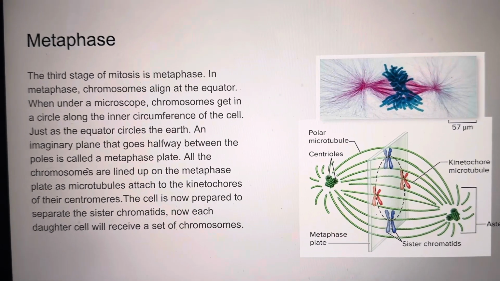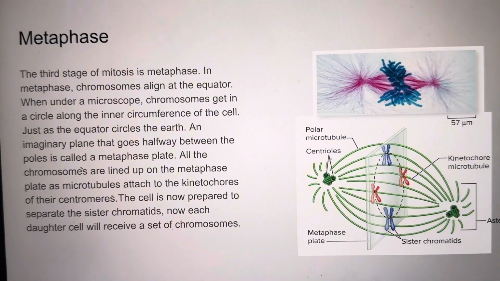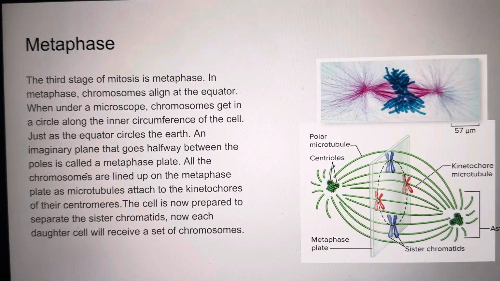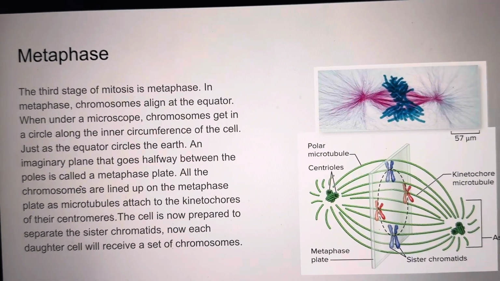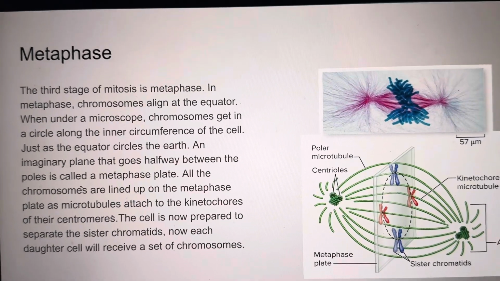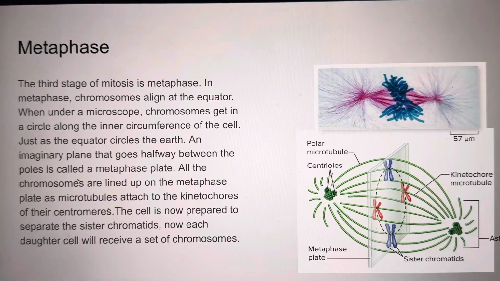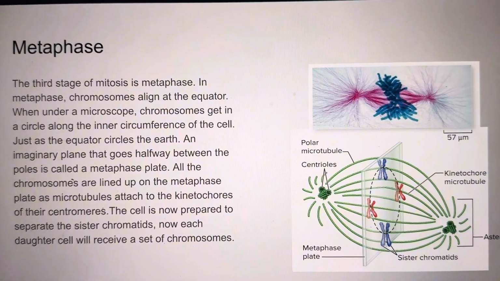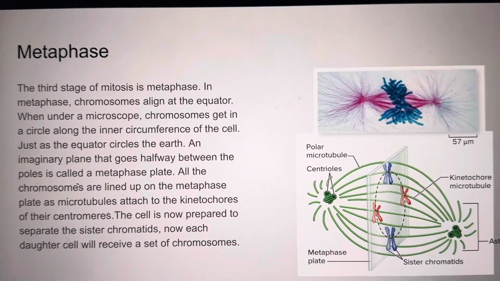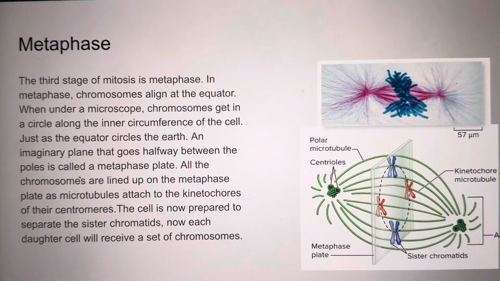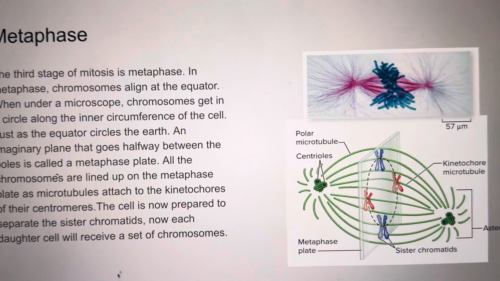Metaphase. Metaphase is the third stage of mitosis. In metaphase, chromosomes align at the equator. Under a microscope, chromosomes form a circle along the inner circumference of the cell, just like the equator circles around the Earth. An imaginary plane halfway between the poles is called the metaphase plate. All the chromosomes are lined up on the metaphase plate as microtubules attach to the kinetochores of their centromeres. The cell is now prepared to separate the sister chromatids. Now each daughter cell will receive a set of chromosomes. And here's an example of the metaphase stage.